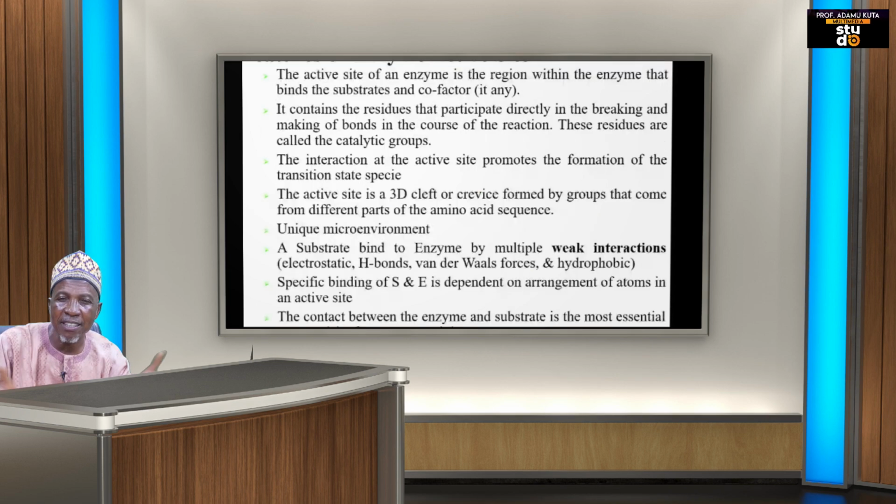First is a region within the enzyme, a very minute region within the enzyme. You find that it is not the whole enzyme that participates in catalysis or enzyme reaction. There's a small portion, a microenvironment on the enzyme, which is very minute, that participates. So the substrate binds to this small region of the enzyme using multiple weak interactions like electrostatic interaction, hydrogen bonding, and van der Waals forces, and in some cases, hydrophobic interaction. So specific binding of a substrate to an enzyme is dependent on the arrangement of atoms in an active site.